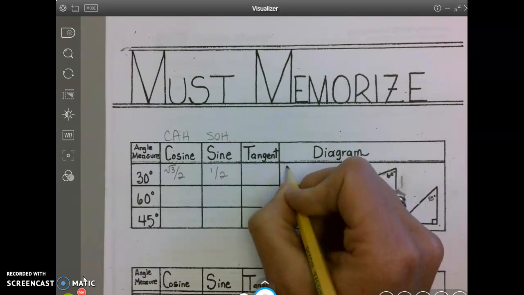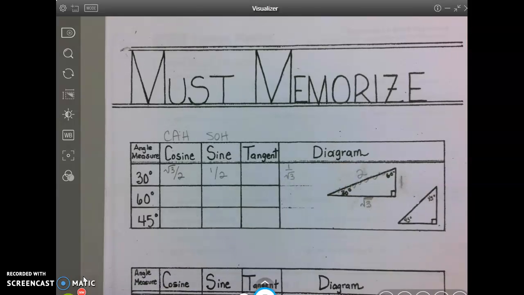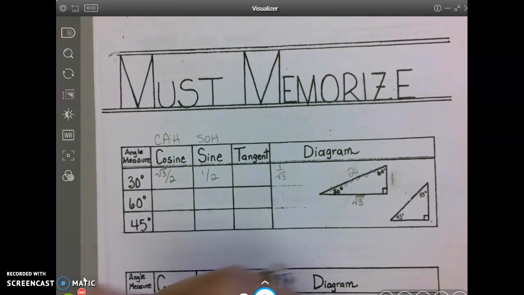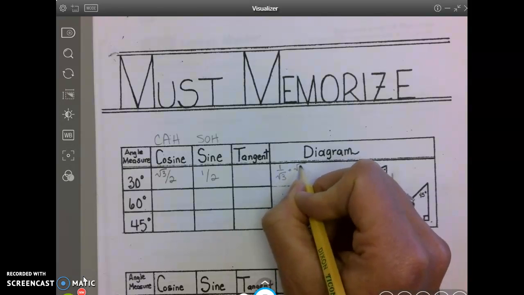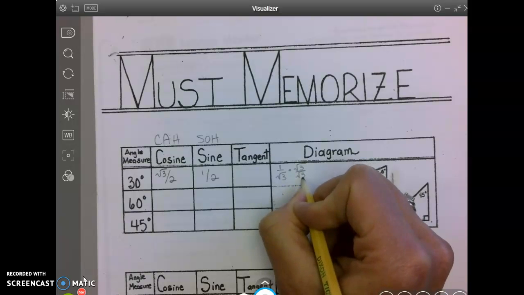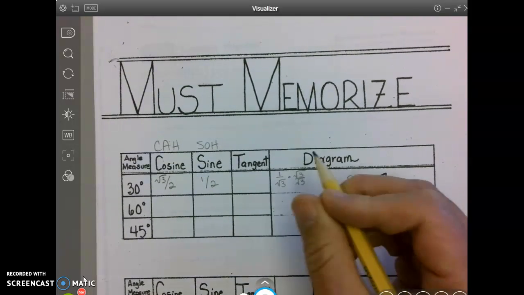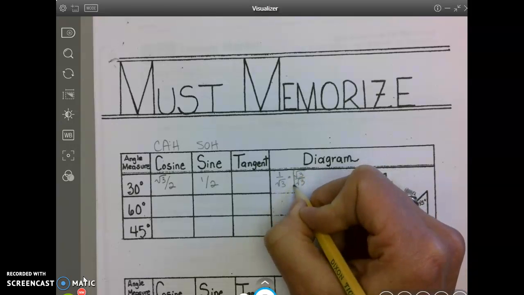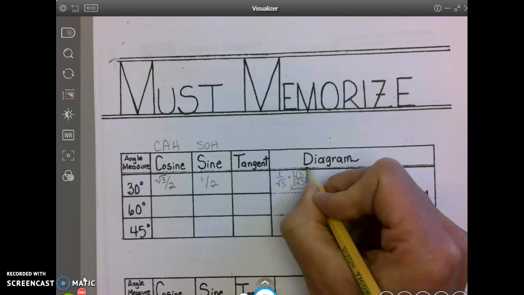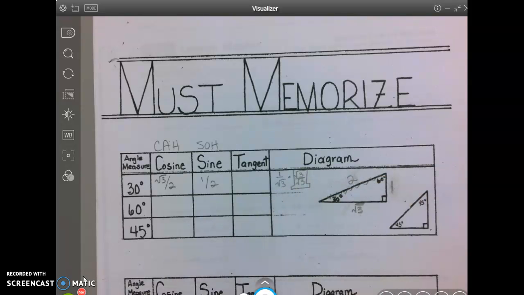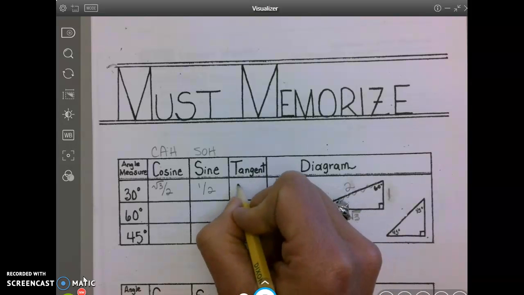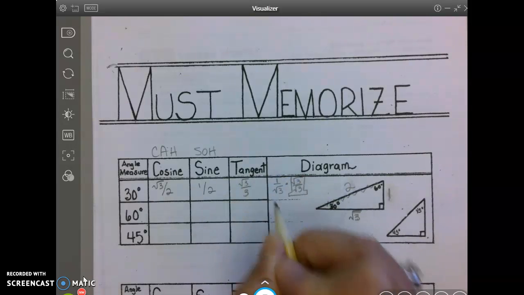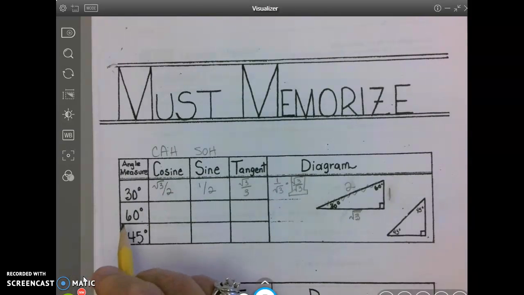I'm going to write that off to the side right here, because I can't have a radical in the denominator, so I need to do what's called rationalizing the denominator, and I do that by multiplying by the square root of 3 over the square root of 3. You might wonder, well, why are we allowed to do that? Because this is just a giant number 1. I'm just multiplying by 1, so I'm not really changing the value. I'm just changing the look of the number, and I get the square root of 3 over 3.